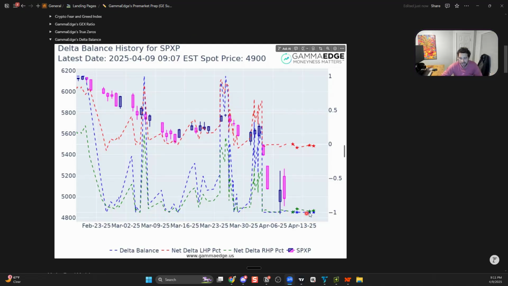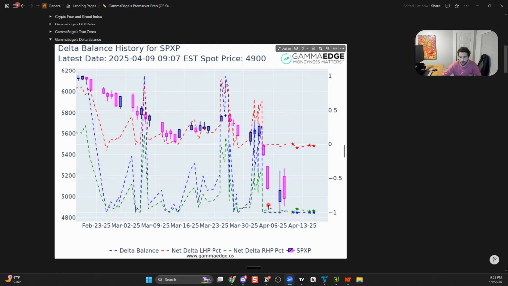We can see that the net delta balance, which is the blue dashed line, which takes into account what's happening above spot price and below spot price, is at -1. And with this oscillator, that is the lowest it can be, pinned at -1, so that is a very put-dominated environment. So looking out into the future, we do not see calls starting to dominate the complex at all as of right now. Well, really as of this morning.